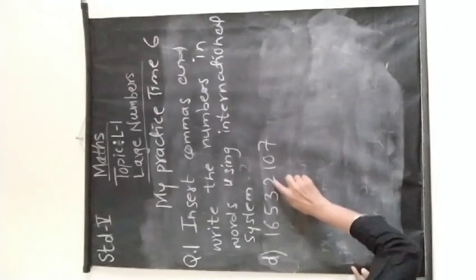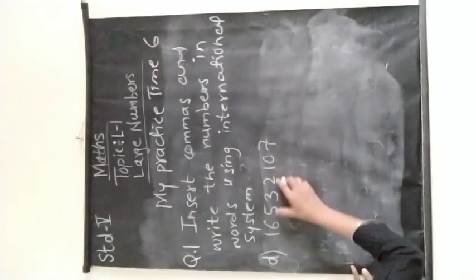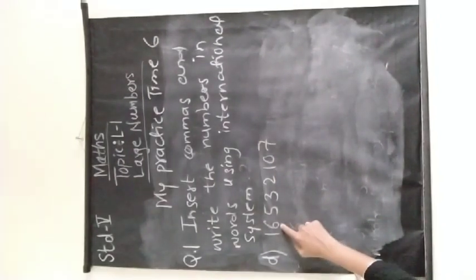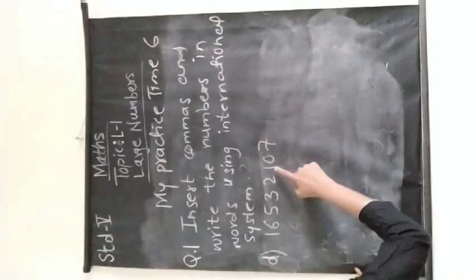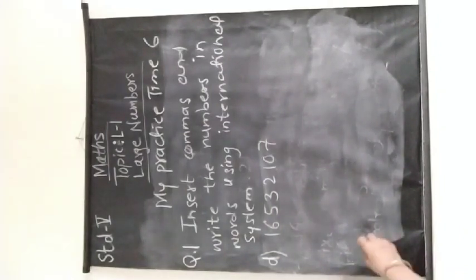Now first count the number. 1 2 3 4 5 6 7 8. Again make the last 3 in 1, this 3 in 1, and this only 2. That means it is 16,532,107. Okay, understand how I read? Okay, you have to write in words.